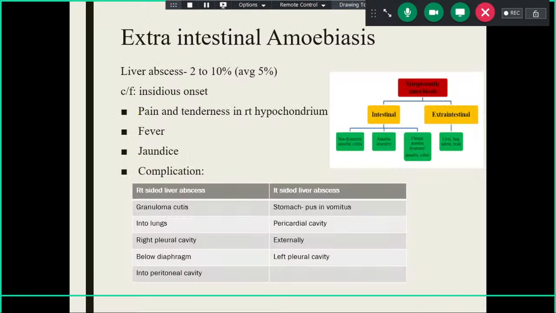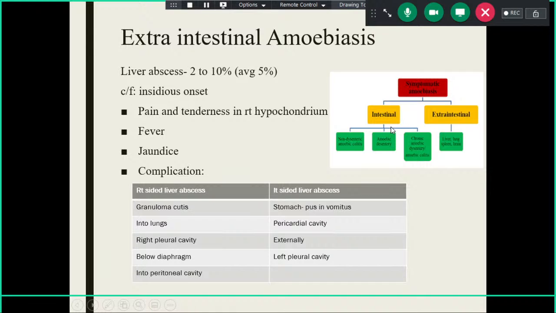Okay, extraintestinal amoebiasis. Liver is the next most common organ to be involved. It is involved in approximately 2 to 10%, and is mostly insidious in onset. Pain and tenderness are found, along with fever and jaundice, and it may complicate into granuloma cutis, which means the liver abscess will rupture into the external skin, into the lungs, the right pleural cavity, below the diaphragm, or into the peritoneal cavity.